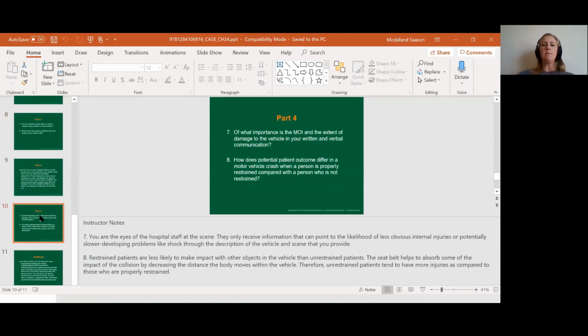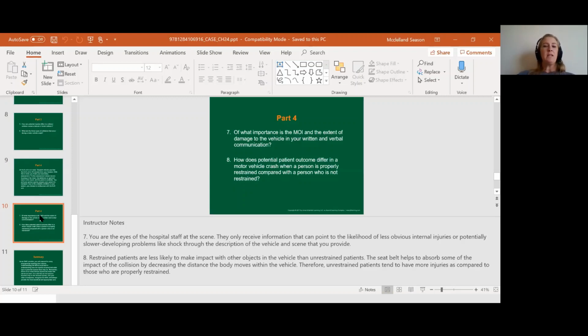Of what importance is the MUI and the extent of damage to the vehicle in your written and verbal communication? You are the eyes of the hospital staff at the scene. They only receive information that can point to the likelihood of less obvious internal injuries or potentially slower developing problems like shock through the description of the vehicle and scene that you provide. So what you see and what you tell them in your written and your verbal report is what they know, because they weren't there. They don't get to see the mechanism. So you have to provide them with as much information as you can.